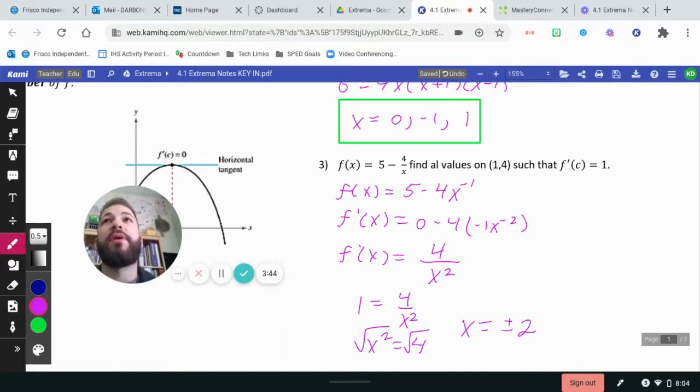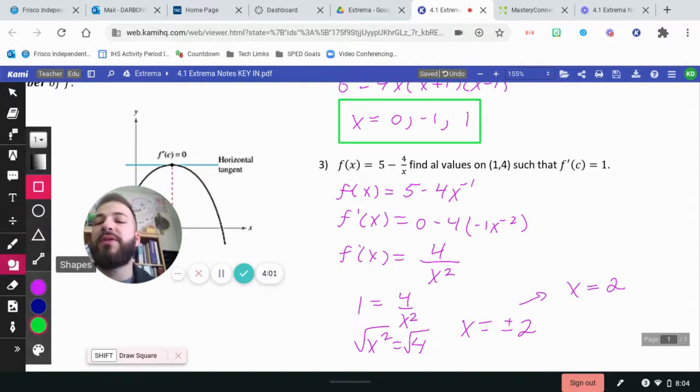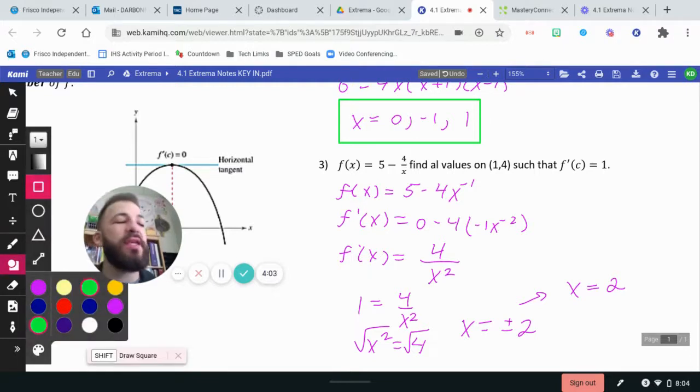positive or negative 2. Now, once again, we want to check our interval. So we want to find all values on the interval 1 to 4. So that's positive 1 all the way to positive 4. Negative 2 would not be included in that. So x is equal to just 2 would be our only answer. So see, checking the interval is important.